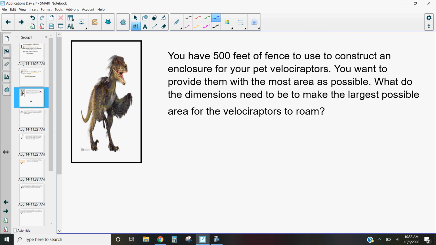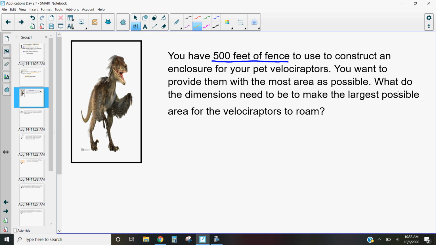So in this first example here, you have 500 feet of fence to use to construct an enclosure for your pet velociraptors. That's right. Welcome to 2020. We have velociraptors. So we have pet velociraptors, we're trying to build an enclosure for them, and we have 500 feet of fencing to use to build that enclosure.